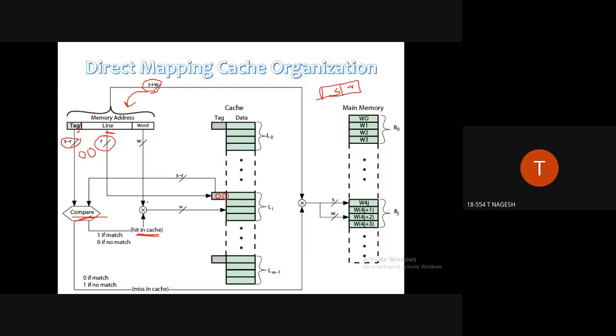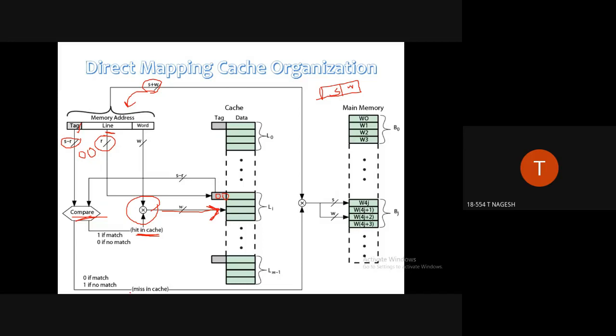So based on the word value, based on the word number, we'll find the word which we want to access. After accessing that word, it will be given to the processor.